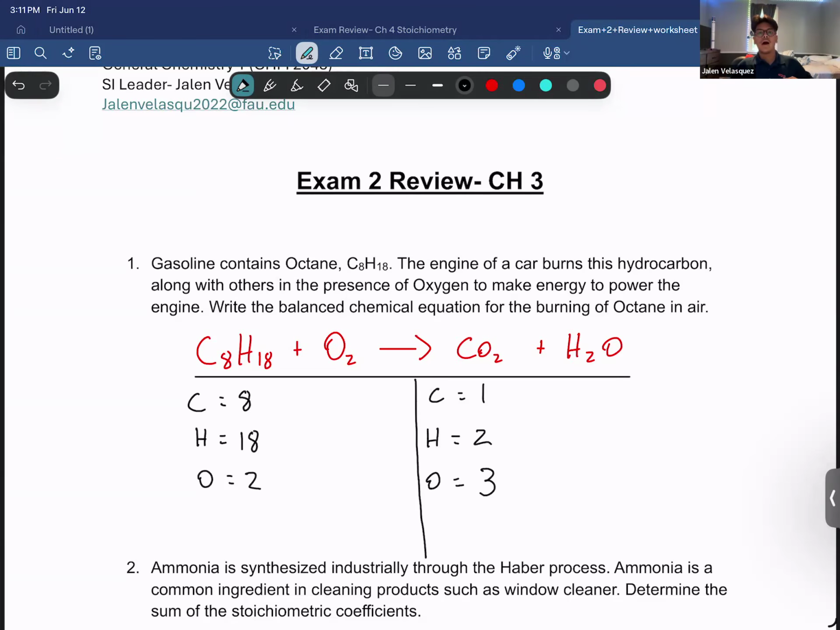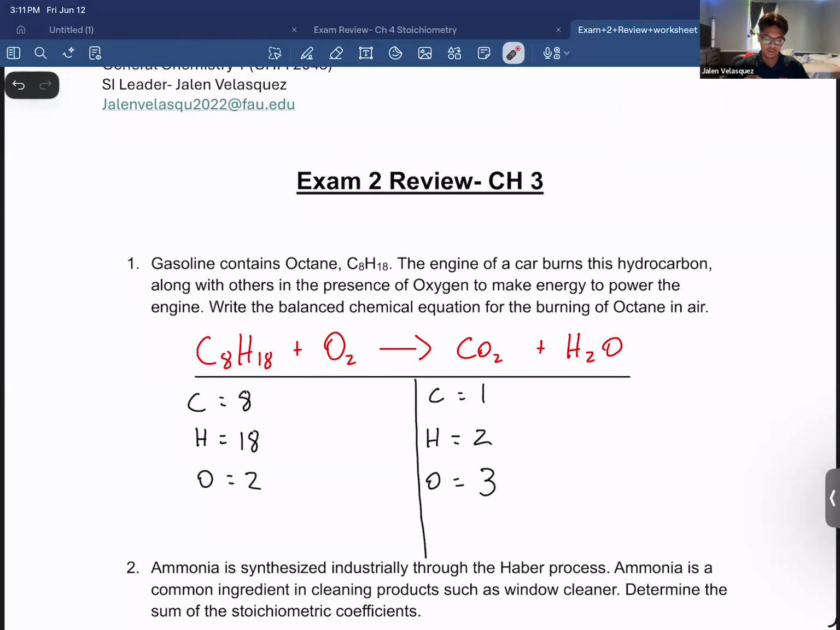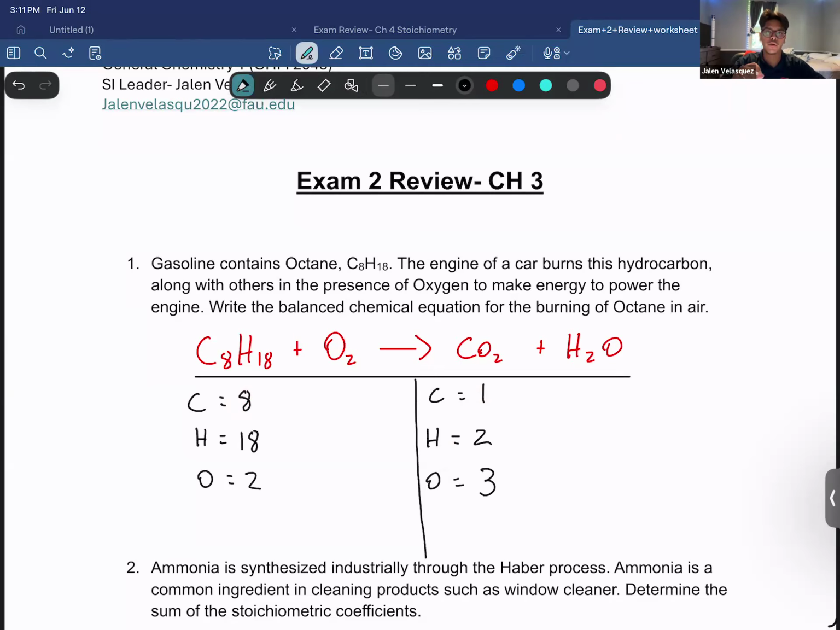So, the general rule that I use is typically you want to leave your hydrogens and oxygens last to balance. So let's look at carbon first, right? I have 8 on my reactant side versus just 1 on my product side. So how can I get 8 carbons on the product side? I can place a coefficient of 8 in front of the CO2.